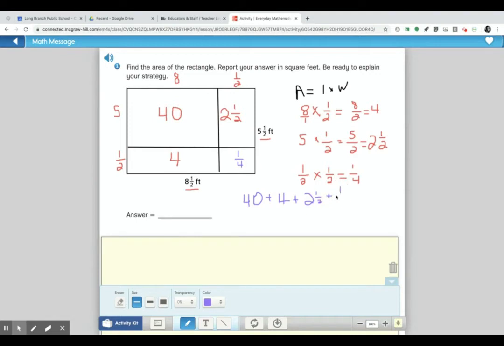Now, first thing I want to do is add up all my whole numbers. So when I add up all my whole numbers, 40 plus 4 is 44, plus 2, I get 46. And now I have two fractions that I need to take a look at. So my two fractions are 1/2 and 1/4. And we know that we cannot add those two fractions together because we have different denominators.